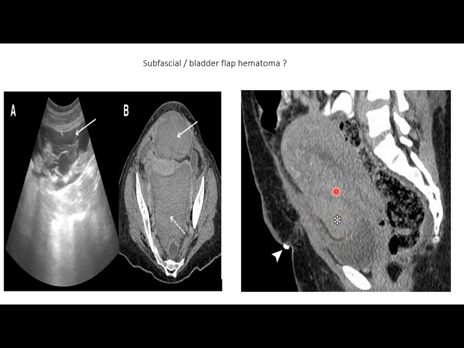And what is this? Fluid, in Morison's pouch. Yes. This is large hemoperitoneum, and this is a superficial hematoma.